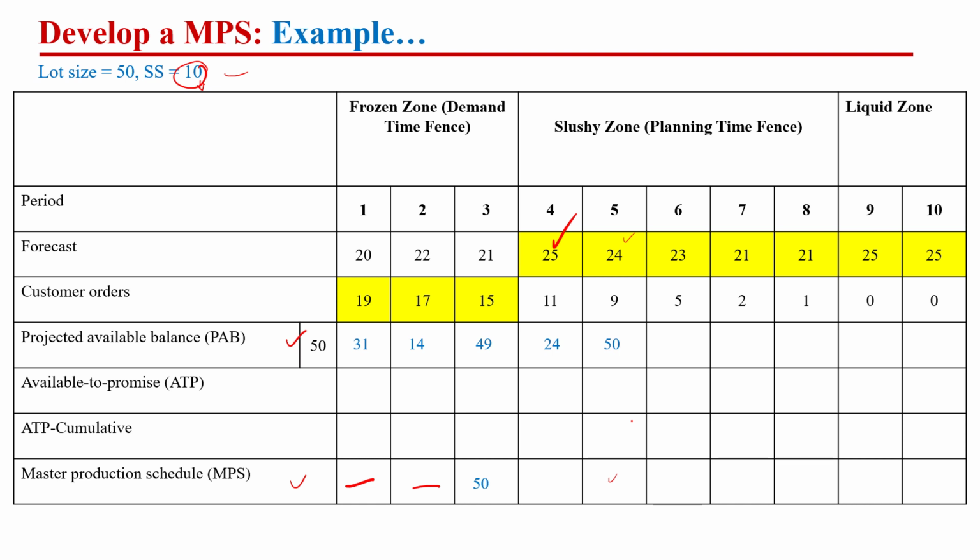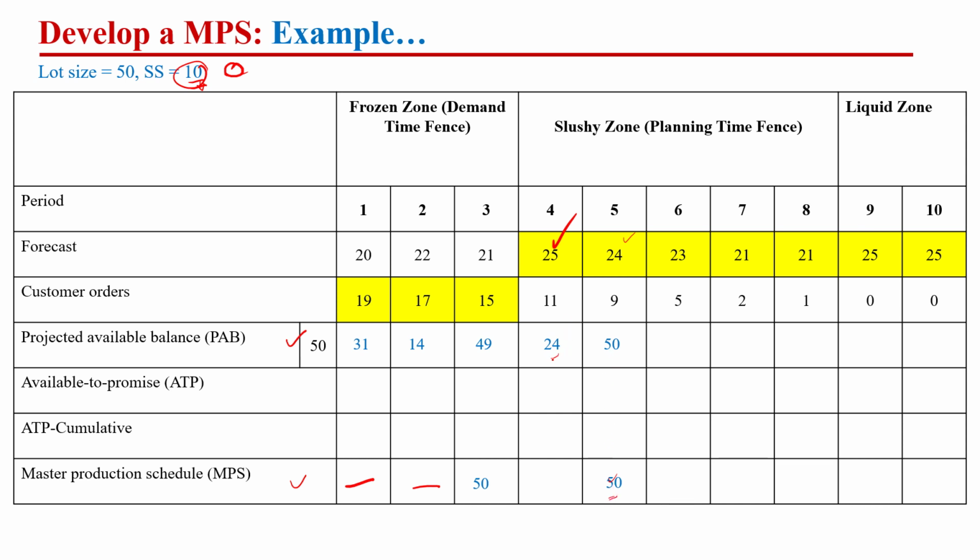Okay, so that's why when we are going to produce this 50 units, because 24 minus 24 is 0, that is lesser than the safety stock. That's why we are producing this 50 units over here. Whereas in the same scenario, if the safety stock is 0, then there is no need to produce in this particular time period.